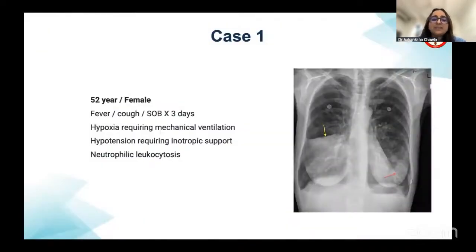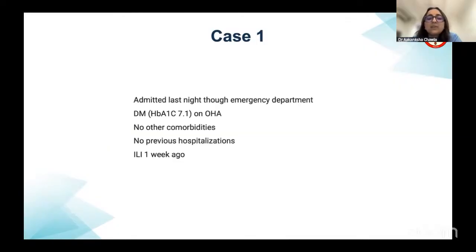So let's look at a case now. This is a 52-year-old female who presented with fever, cough, and shortness of breath for 3 days. This is her X-ray on presentation. She was hypoxic in type 1 respiratory failure requiring mechanical ventilatory support, hypotensive on vasopressor support, with TLC showing neutrophilic leukocytosis. Recently diagnosed diabetic, no other comorbidities, admitted to the emergency department with this X-ray showing a bilateral pneumonia.